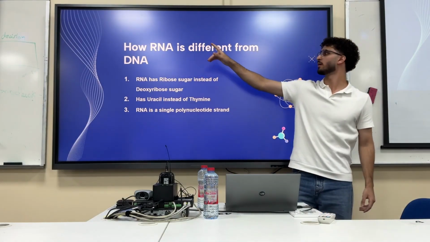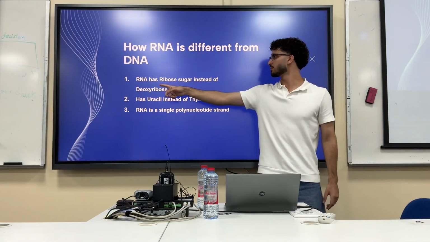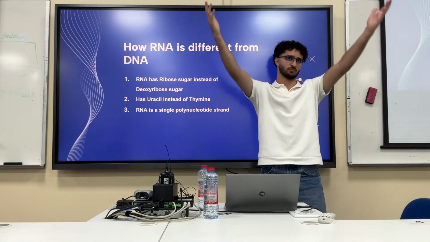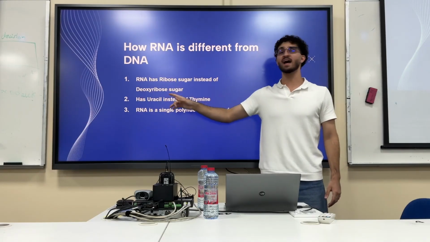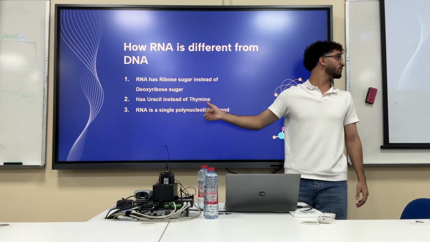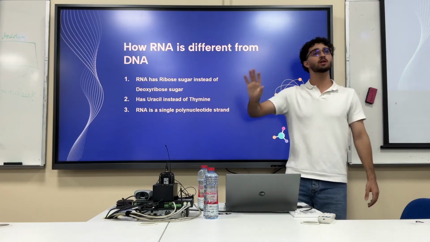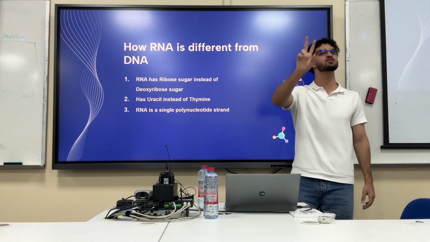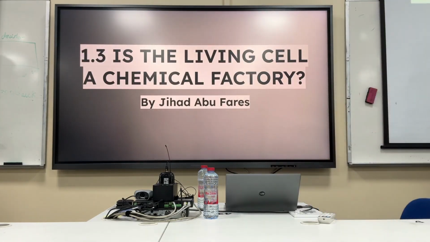How is RNA different from DNA? Three things. RNA has a ribose sugar. DNA has deoxyribose. RNA has uracil instead of thymine. And the most important point: RNA is a single polynucleotide strand. DNA is double-stranded.